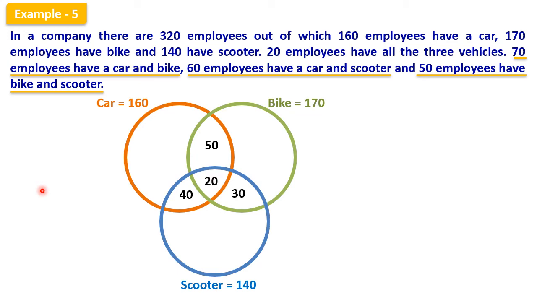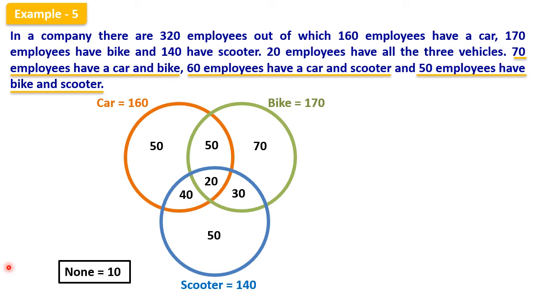Okay. With this, can we calculate the number of employees who have only car, only bike, and only scooter? Yes, we can calculate. This is equal to 50 because the total is 160, out of which we already know three values. If we subtract 50, 20 and 40 from 160, what remains is 50. They have only car. Similarly, the employees who have only bike are 70, and the employees who have only scooter will be 50 now.